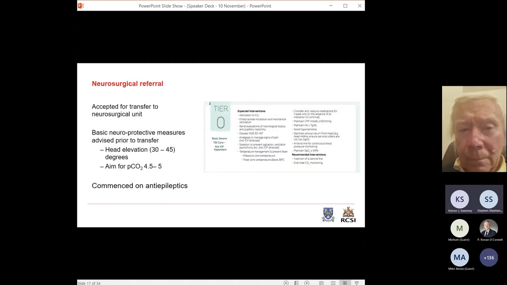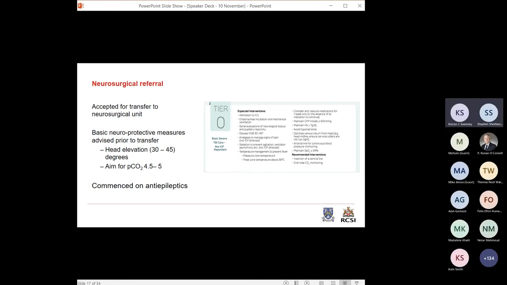So this gentleman was accepted for transfer immediately. We directed the referring hospital to commence some basic ICP maneuvers. This involves elevation of the head of the bed to 30 to 45 degrees, particularly in the setting of no spinal fractures. This improves venous drainage, and we also asked for the CO2 to be maintained in the normal range. We also commenced anti-epileptics. Other things that we would ask for is to maintain normal tension and transfer immediately. Next slide, please.